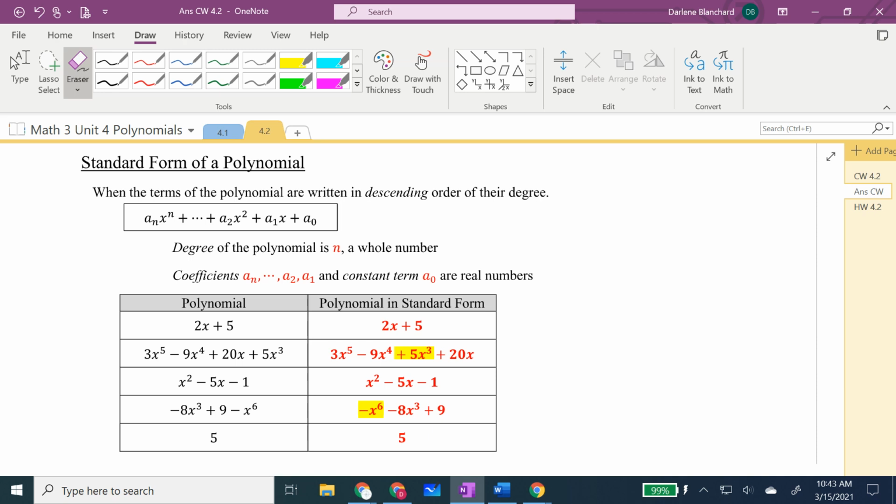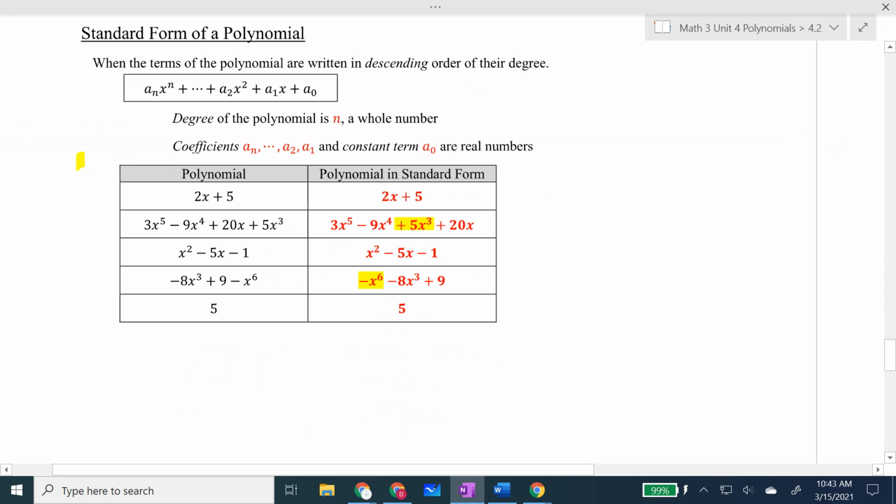Standard form of a polynomial. Just know that if the directions say to write the answer in standard form, you have to write it with the largest exponent first and then go down to a smaller and smaller exponent. So again, if you're told to write it in standard form.